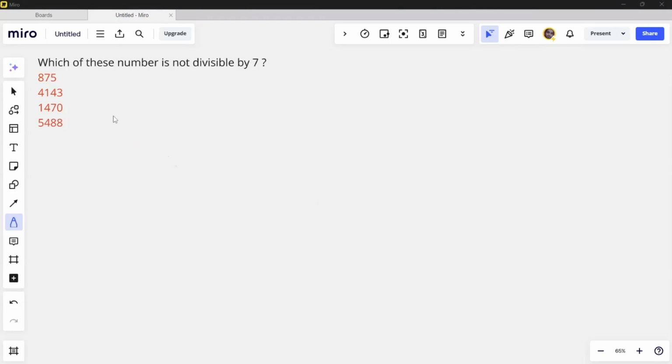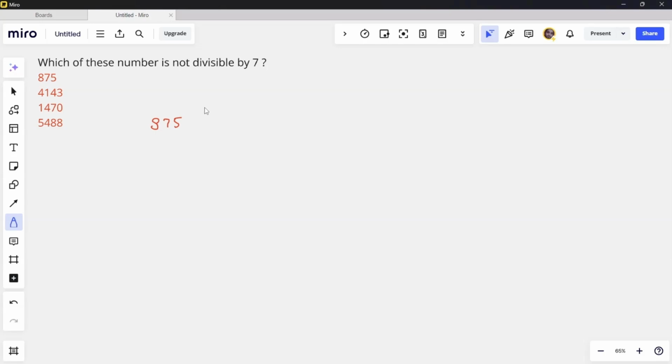So as you can see, this is our question. Which of these numbers is not divisible by 7? Okay, listen carefully. We have to find a number which is not completely divisible by 7. So let's try the first option, whether it is divisible or not.